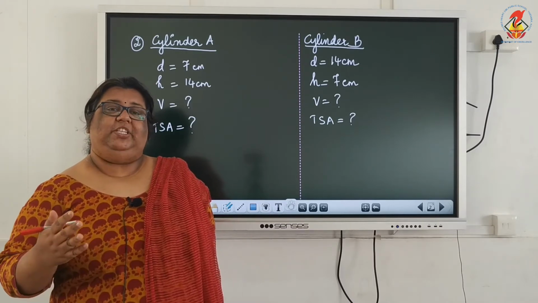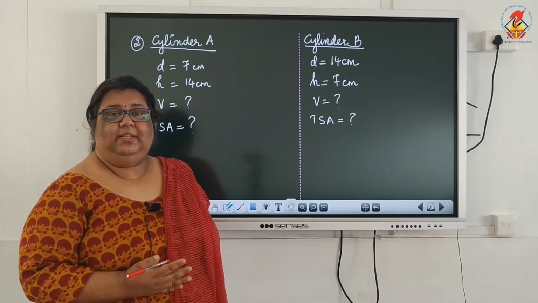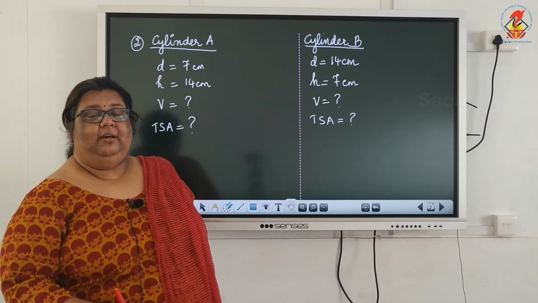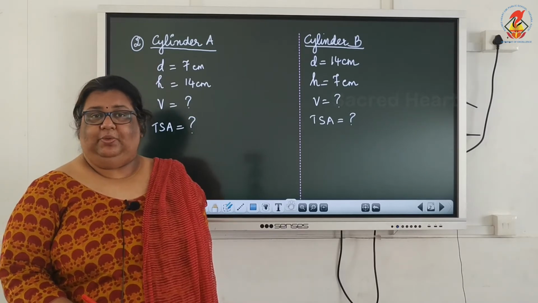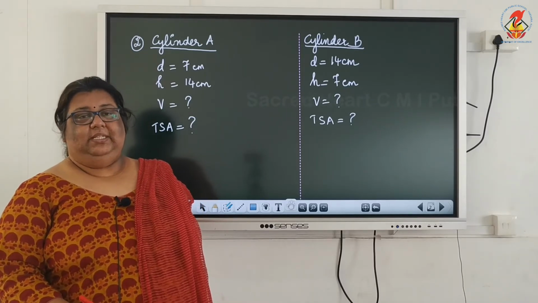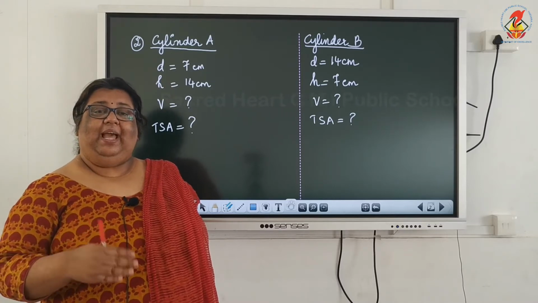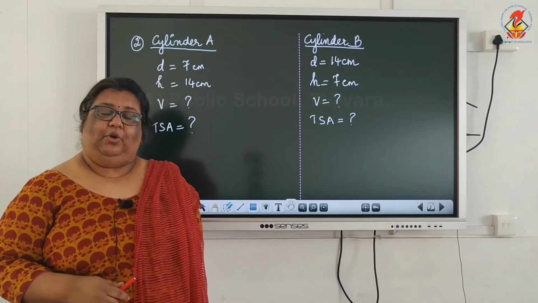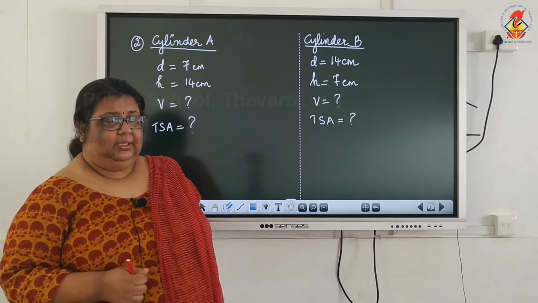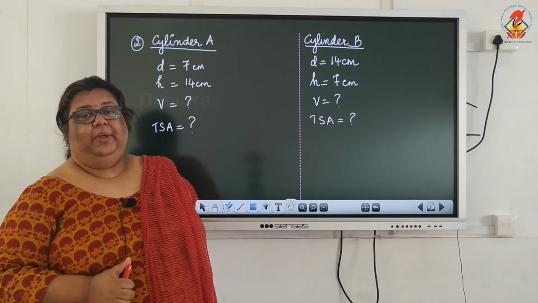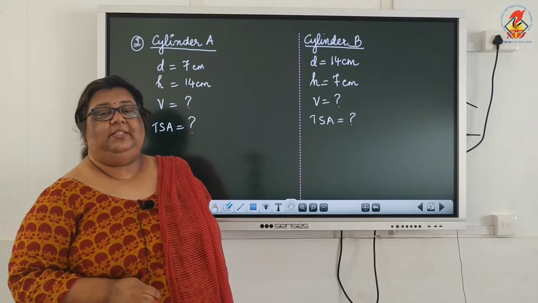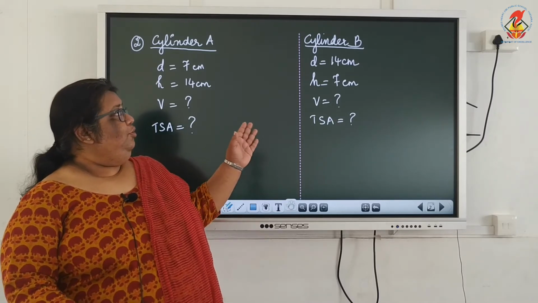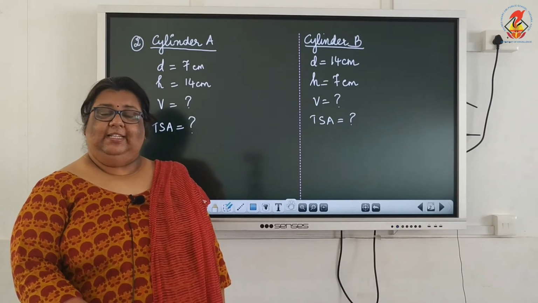So you can see from the picture that one cylinder's diameter is 7, other cylinder's diameter is 14. So the cylinder with the greatest diameter will have greater volume. The second part of the question is you have to find the volume, calculate and see whether the second one is having greater volume or not. Also, the third subdivision of the question is whether the cylinder having the greater volume has got a greater surface area.